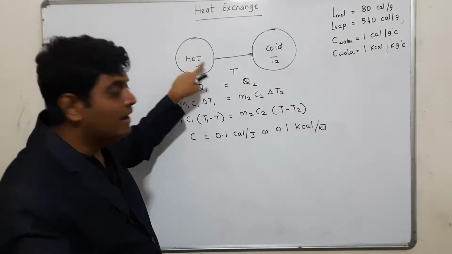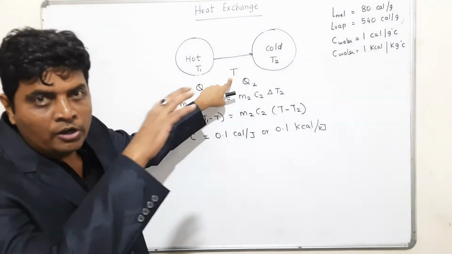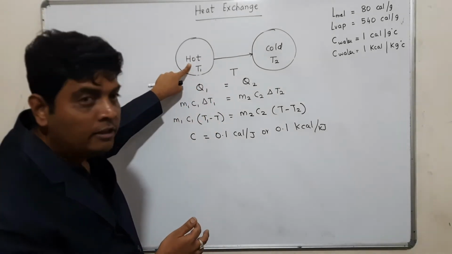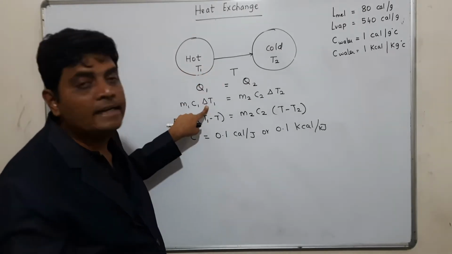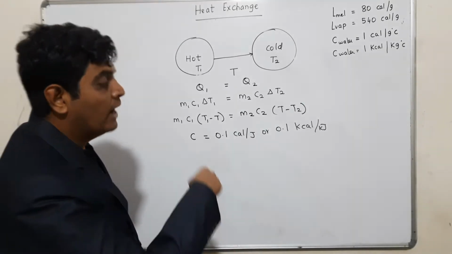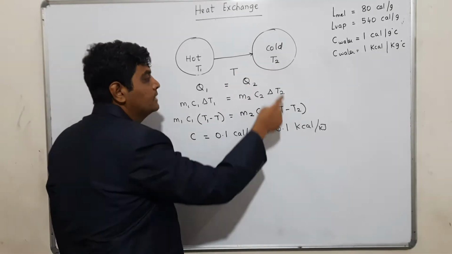So what is the heat given, or what is the temperature fall of the hot body? The hot body will become a bit cold and the cold body will become a bit hot. So for the hot body, the fall in temperature will be T1 minus T, which is delta T. And there will be a rise in temperature for the cold body. So the rise in temperature, because T will be greater than T2, will be T minus T2.